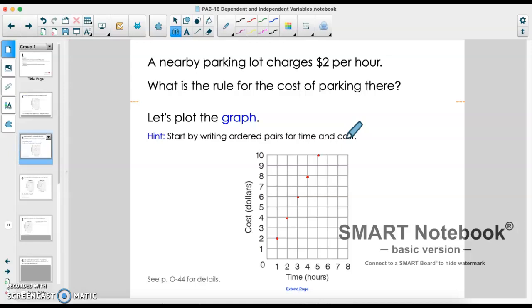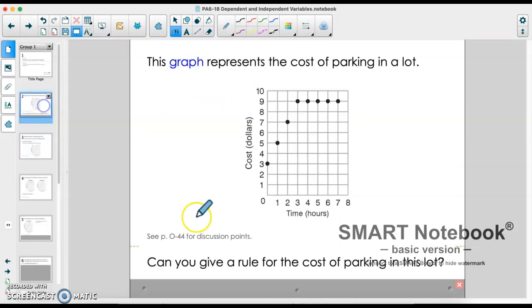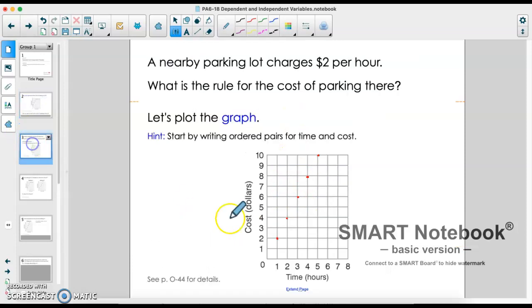Which graph do you think would be cheaper to park for 2 hours? If we go back to the previous one, 2 hours here costs $7, and 2 hours here costs only $4. What about for 5 hours? Then the first one gets cheaper, because there's that flat fee. Once you hit 3 hours, it just stays $9. Whereas with this one, if you park for 5 hours, it's $10 because it's $2 an hour.